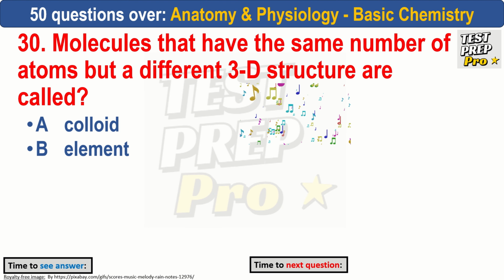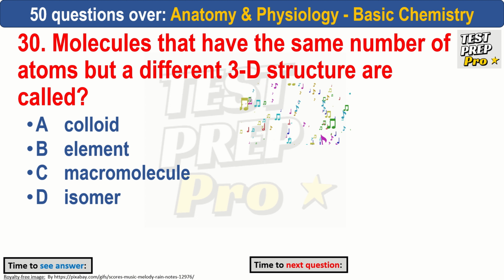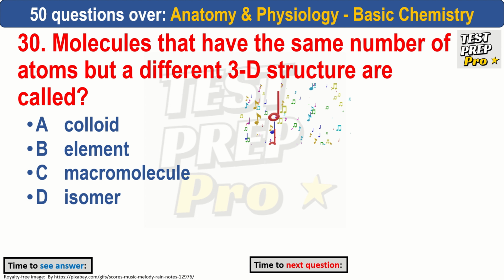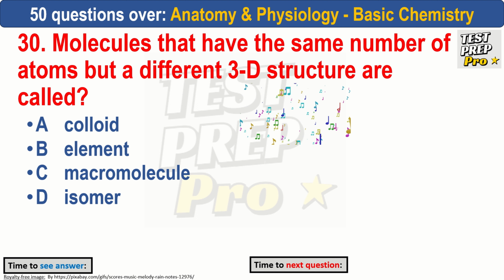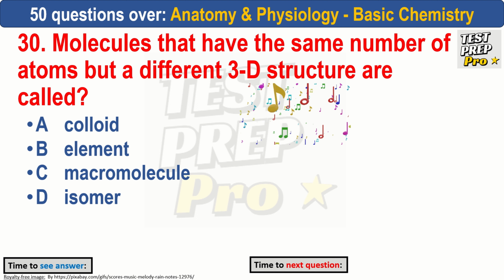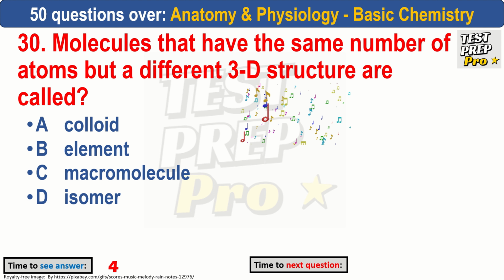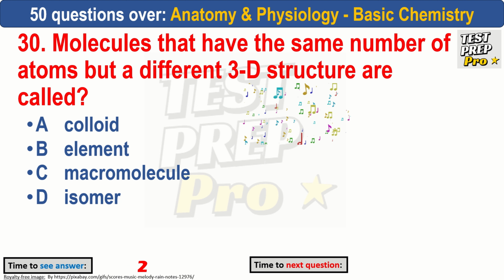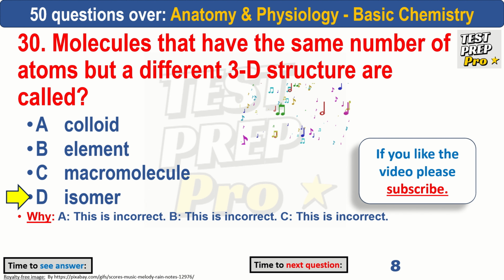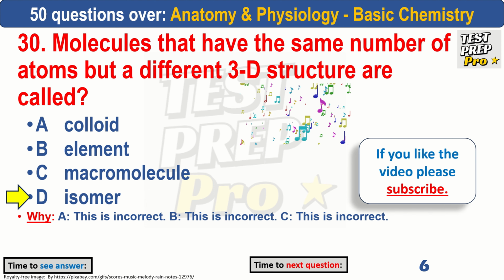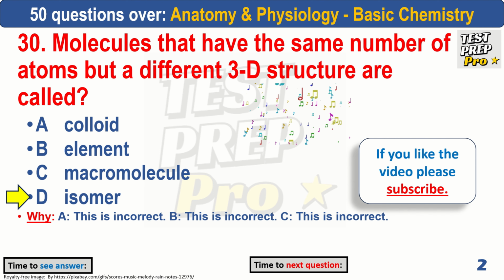Molecules that have the same number of atoms but a different three-dimensional structure are called what? Colloid, element, macromolecule, or isomer? They're called an isomer. Again, isomers are essentially the same except they have a small difference in their overall three-dimensional shape, but the same number of atoms.